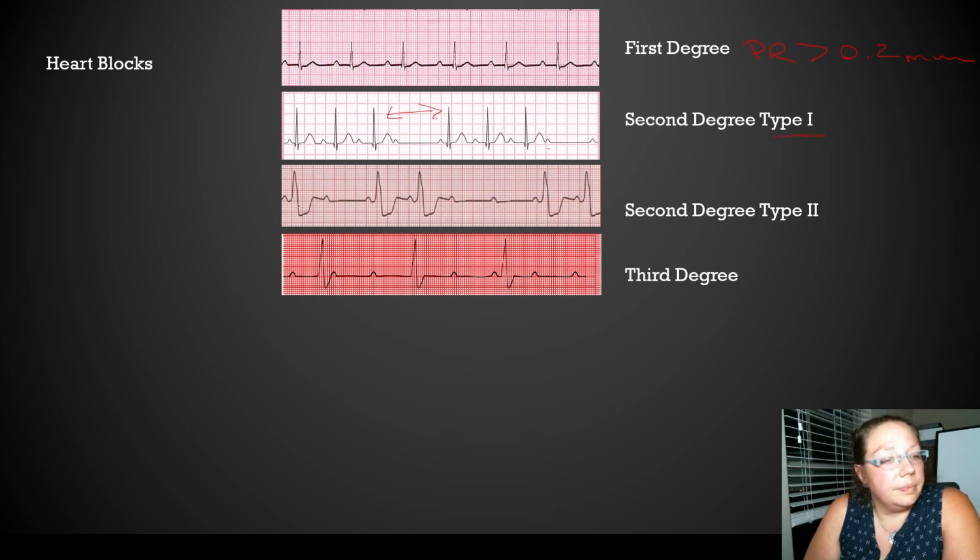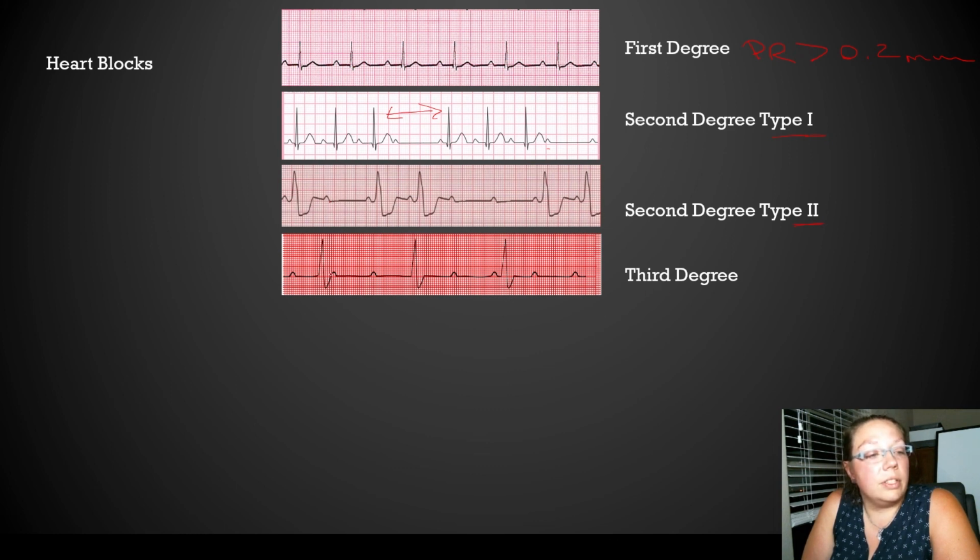Let's look at this one. Is it regular or irregular? It's irregular. Long spaces between these QRSs. Do we have P waves? Yep. P waves. Do we have QRSs? Yeah, there's QRSs. Does every P wave have a QRS? No. Here's P waves without QRSs. What is the PR interval? Well, it's the same for each one of these. So we're dropping beats. So we're second degree. We're type 2 because each PR interval is the same.